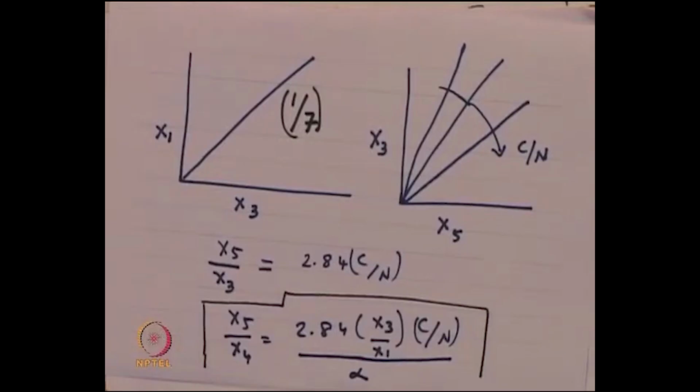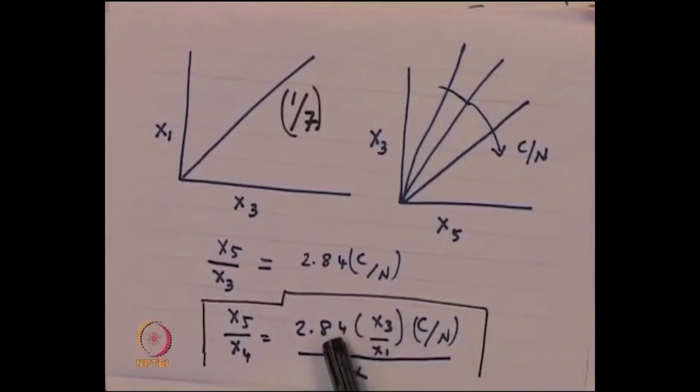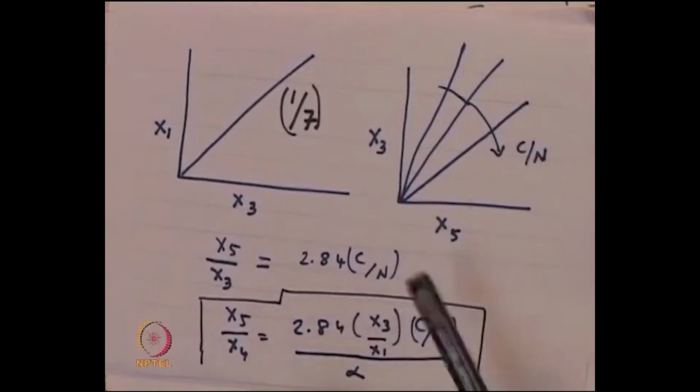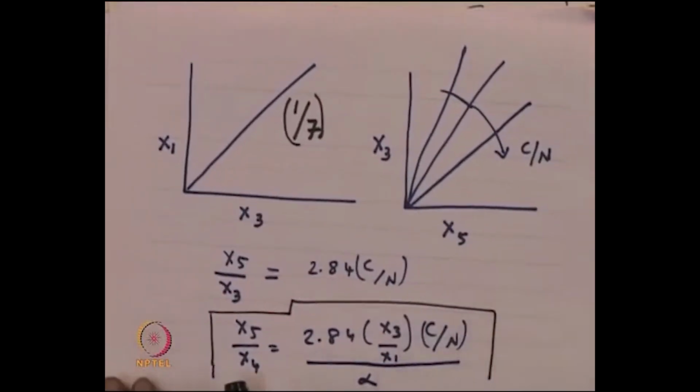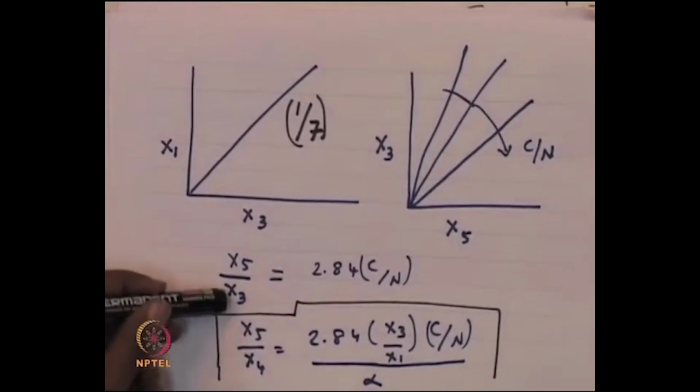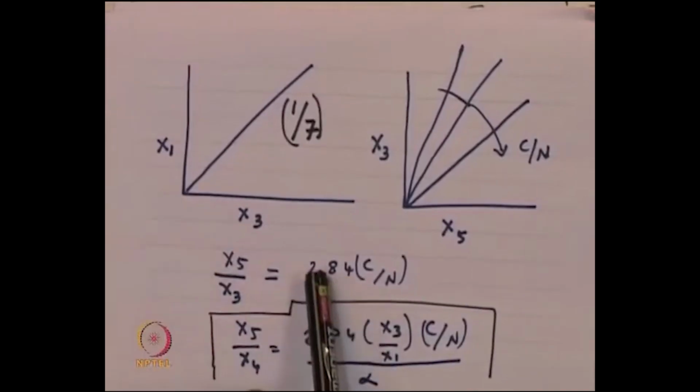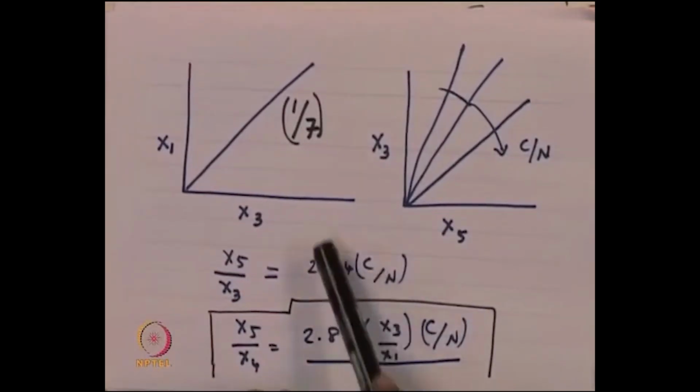What does it say? It says in a biological process, so this comes out of curve fitting. You would have to do this at your home. When you do this fitting, I get something like this: loss of carbon measured as COD, which is x5, and then I first take loss of carbon divided by loss of nitrogen. This ratio is 2.84 times C by N. This is what comes out of the data.